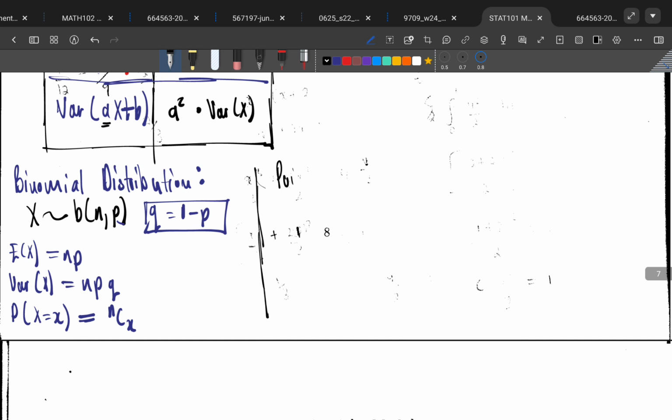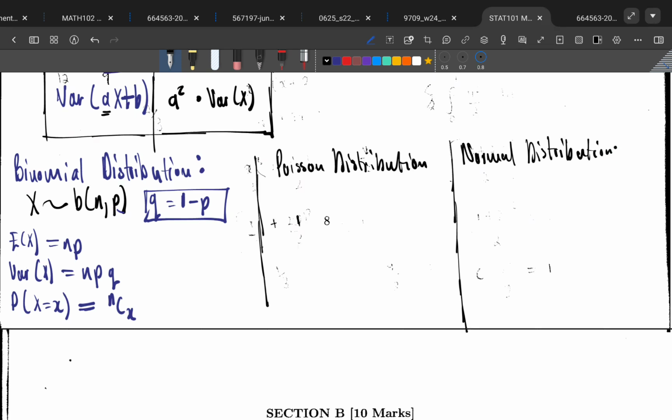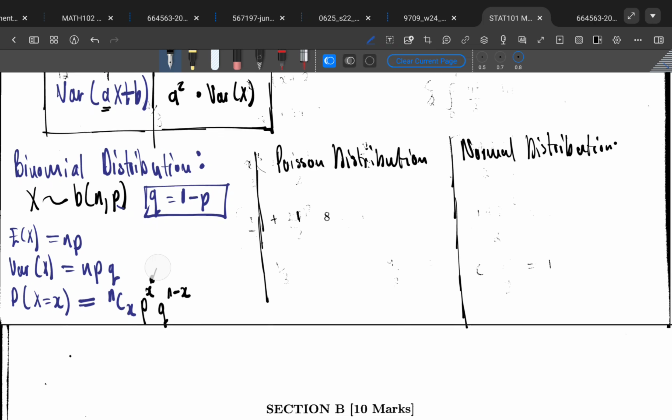Then we have Poisson distribution, and the last one will be normal distribution. So what is there to know? For binomial, it'll be n choose x, then p to the power of x, the same x. Then we have q, now to the power of n minus x. That is why we need the q; we will need it in the formulas. This is just going to be our probability, and this small x will be a value, of course.